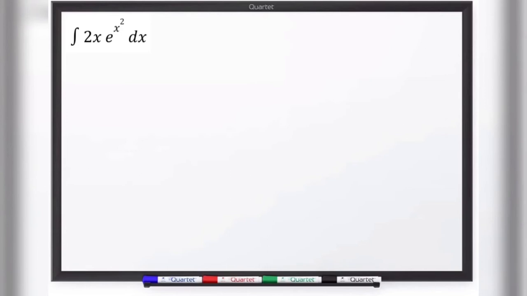For the last one, let's try with an exponential function. Here is the question. Just like we did just now, firstly, we have to find the u variable. From this question, u is equal to x squared. Since u is equal to x squared, du is equal to 2x dx. Next, we divide both sides by 2x, and now we get du over 2x equal to dx.